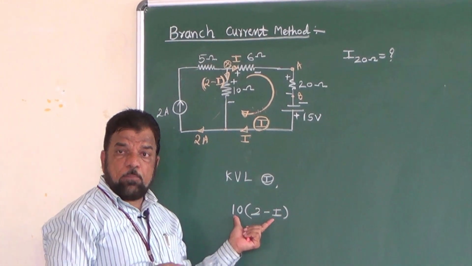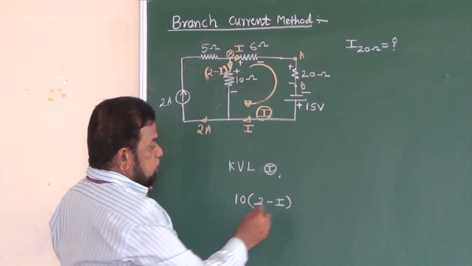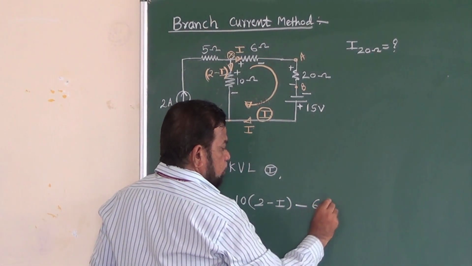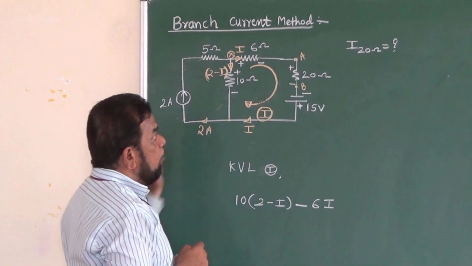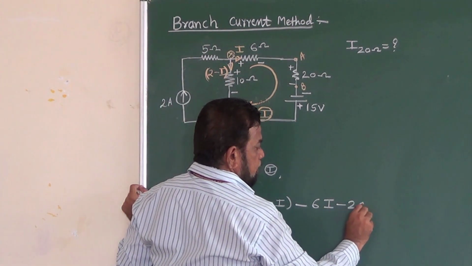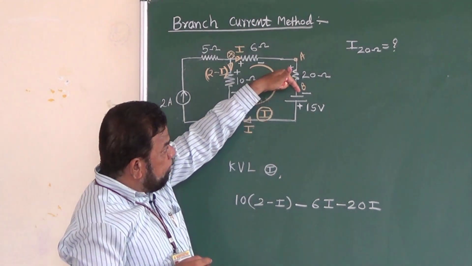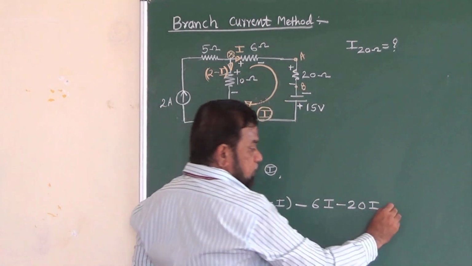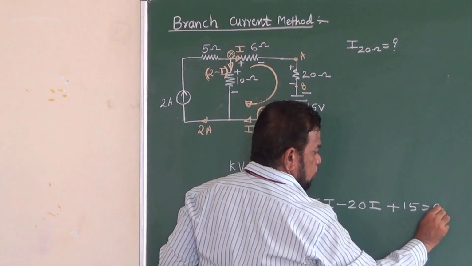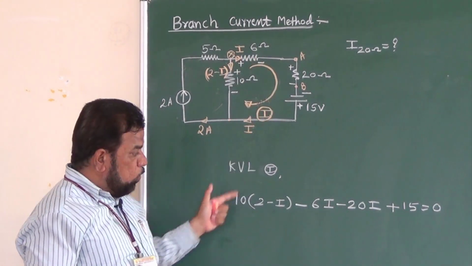Okay, so this much is the potential drop across 10 ohm. Now next is plus to minus, so there is actually a fall in potential, so I will take minus. So resistance is 6, whereas the current is I. Again, the current is flowing downward, so there is a fall in potential, minus 20 into I. And finally, what are the batteries there? For the battery, you are going minus to plus, so it is plus, that is a rise in potential, plus 15 equal to 0. Okay, that means when we are applying KVL to this loop, we got this equation.